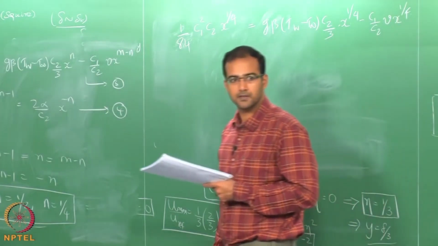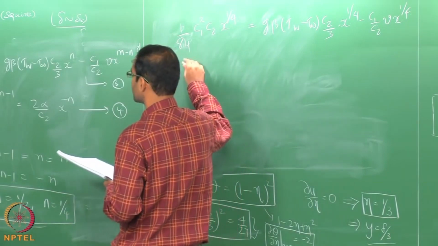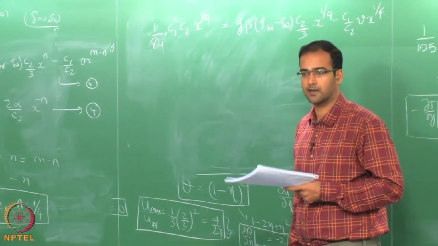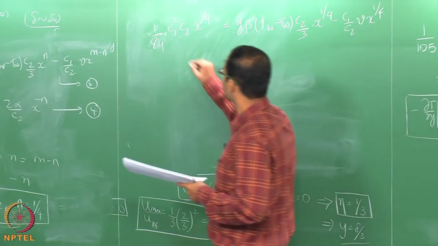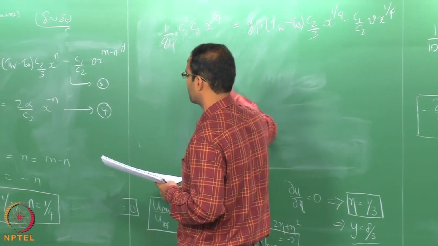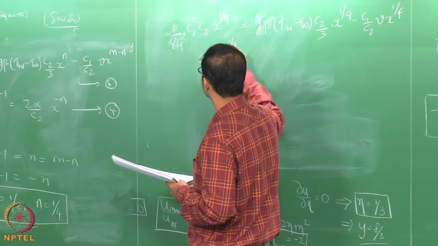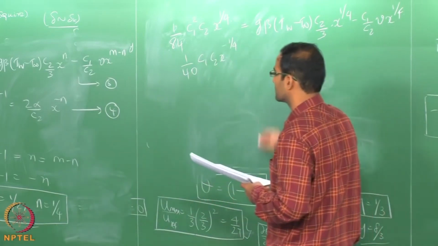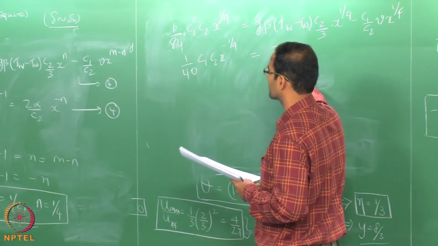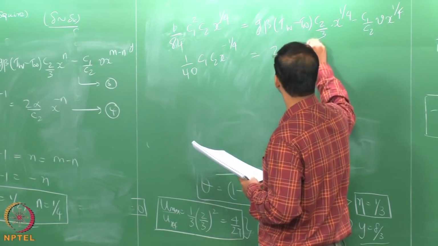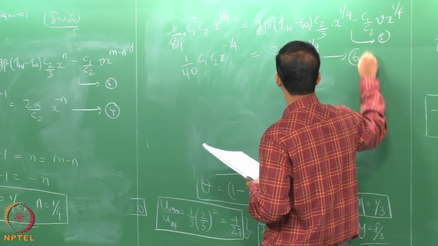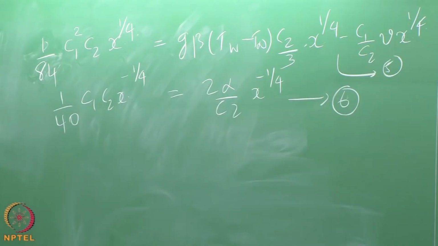Okay. The powers of x should be the same, and similarly from this equation, what is m plus n by 30? Please check, calculate once again. 1 by 40. 1 by 40. So let us call this 5 and 6. So you have two equations for two unknown constants C1 and C2.